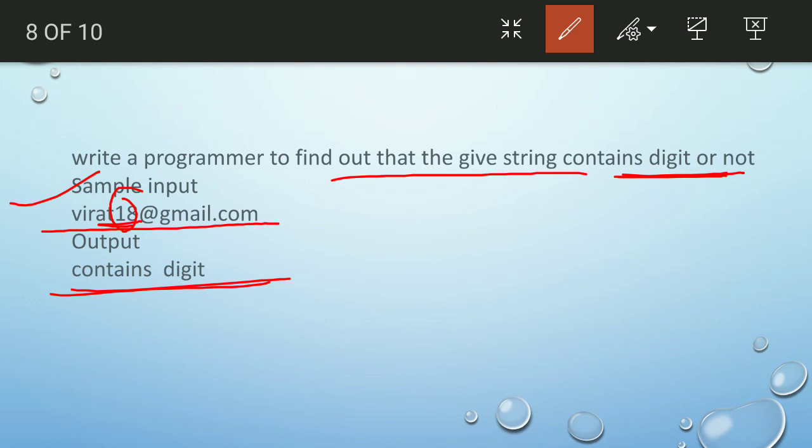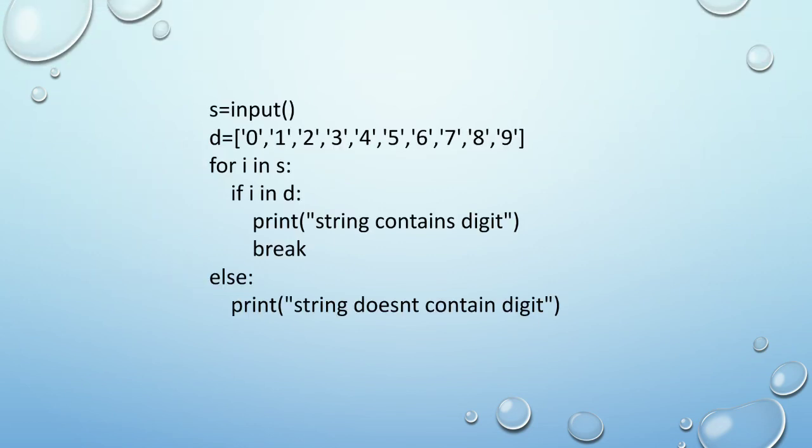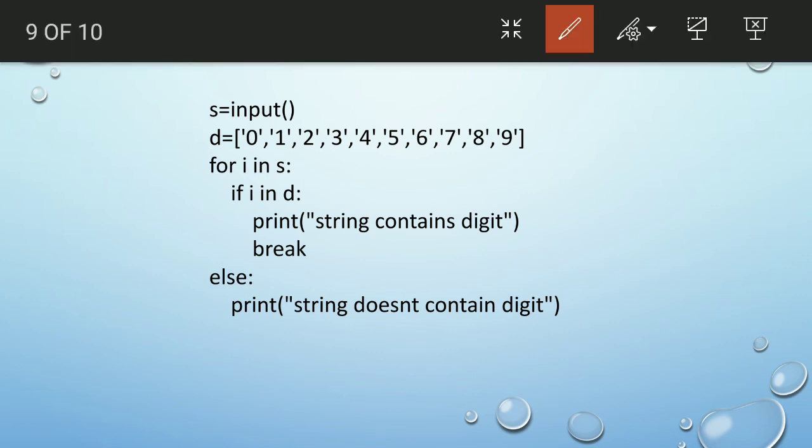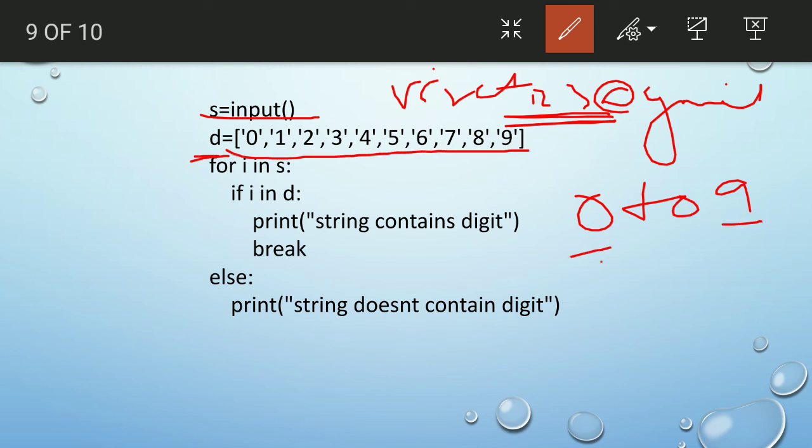So how will we code that? S equals input, and here we have given virat23@gmail.com, for example. Now we have to check whether this string contains any digit or not. So D is a list that we have defined. A digit can be from 0 to 9 only; we have only 10 digits. So we have defined the 10-digit list: 0, 1, 2, 3, 4, 5, 6, 7, 8, 9.